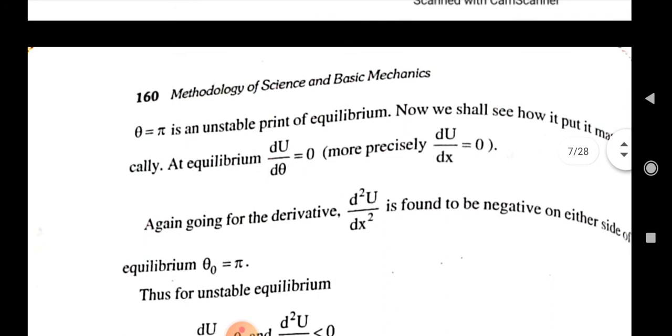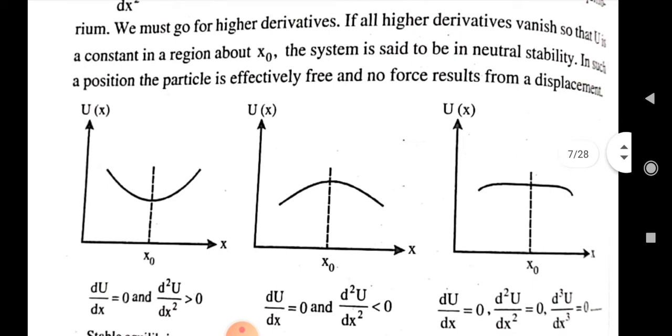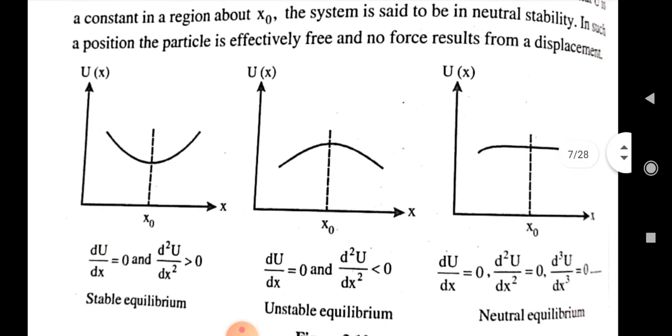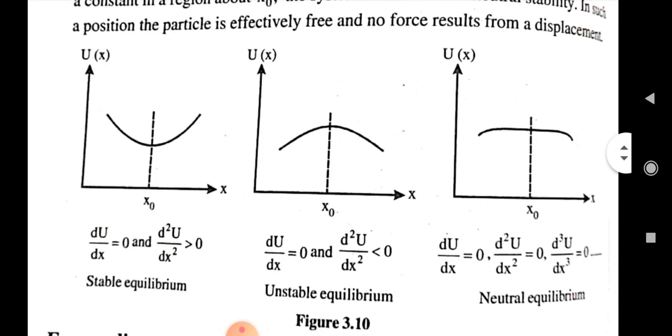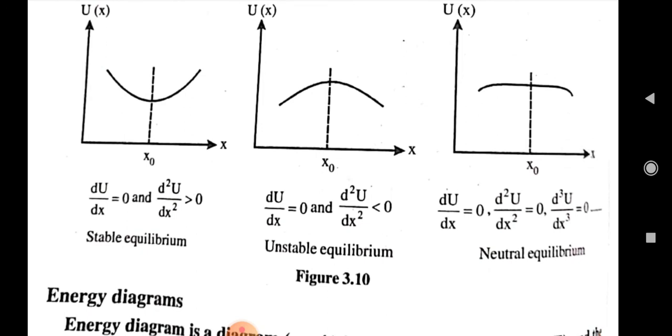So for a stable equilibrium at a particular point, on either side of the equilibrium point the curvature is positive, but for unstable equilibrium, on either side, the curvature is less than 0, or curvature decreases. So what will be the neutral equilibrium point? From this figure, here du by dx is equal to 0 and d square u by dx square is also 0. Curvature has no variation with respect to the position. So this is the figure: stable equilibrium, unstable equilibrium, and neutral equilibrium.